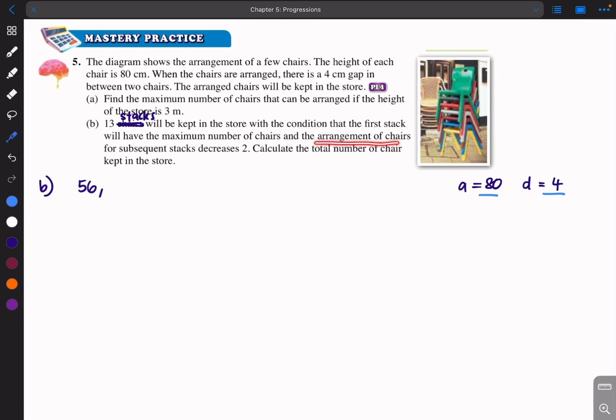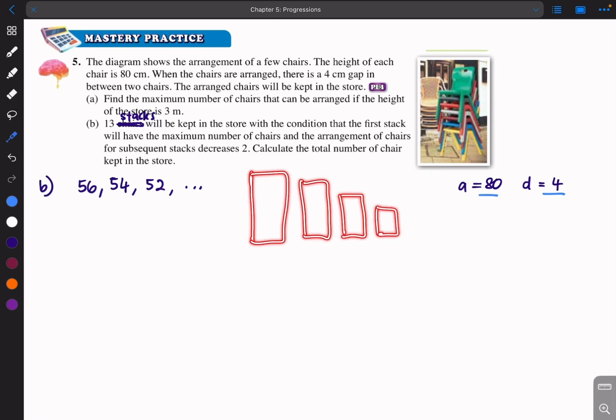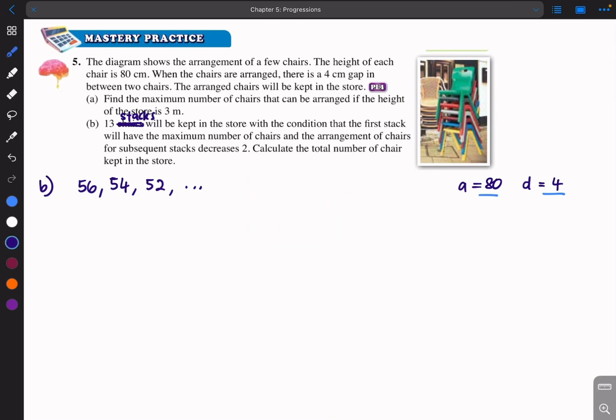And the number of chairs in subsequent stacks decreases by 2. So 56, 54, 52 and so on. Calculate the total number of chairs kept in the store. Right. So altogether we have 13 stacks of chairs. Every stack, the number of chairs decreases by 2. Okay, go until 13. So we need to find the total number of chairs. So we need to find S13.